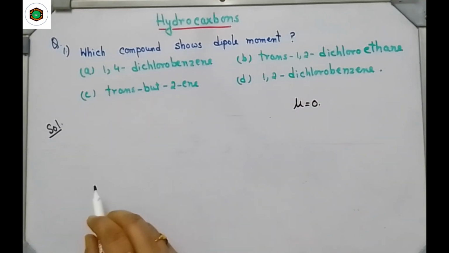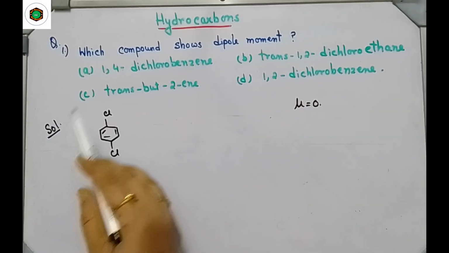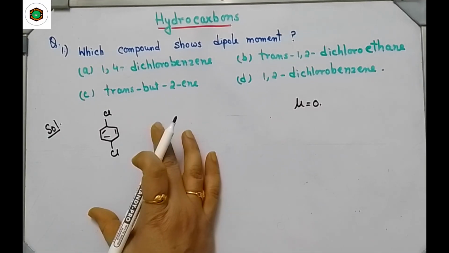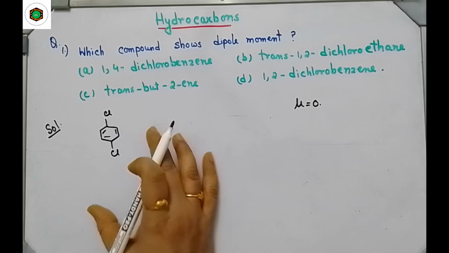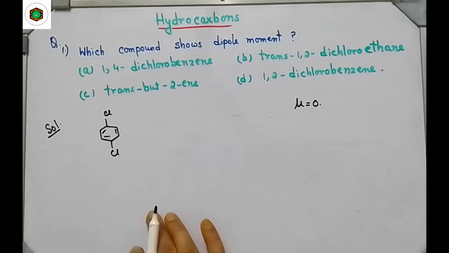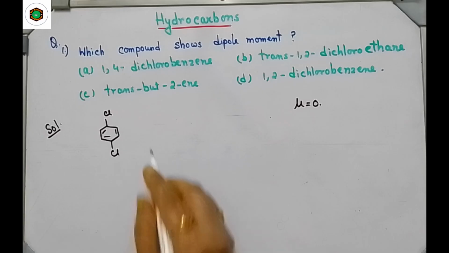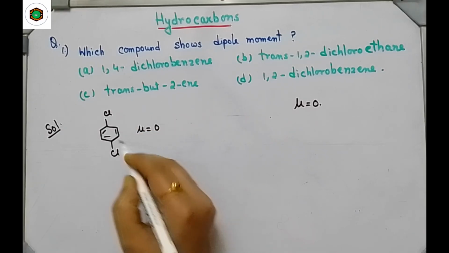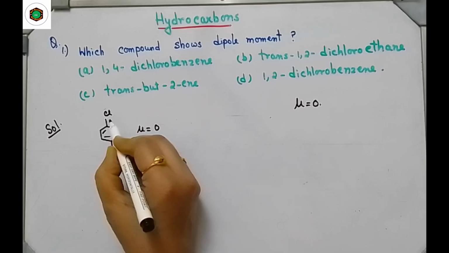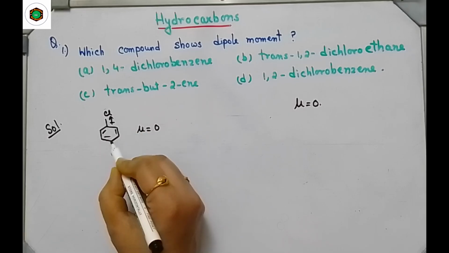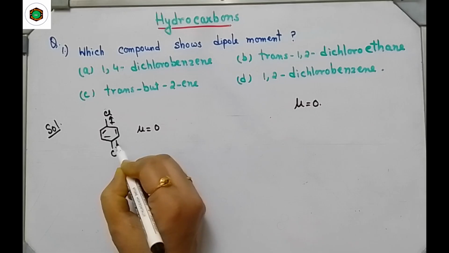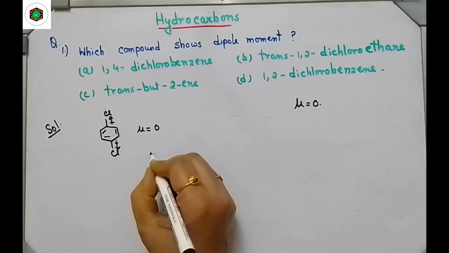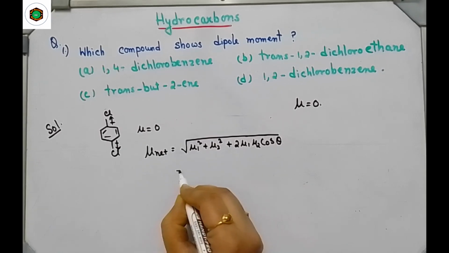What is 1,4-dichlorobenzene? This is 1,4-dichlorobenzene. Now see here, this is a symmetrical molecule. That means the 2 Cl groups are at symmetrical positions. This compound has 0 dipole moment because it has a bond moment in this direction, and a bond moment in this direction, and the net dipole moment is this one.